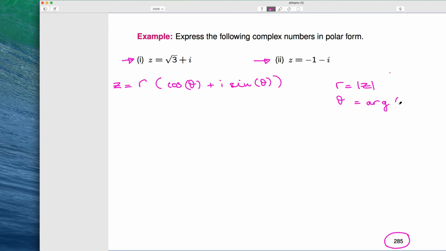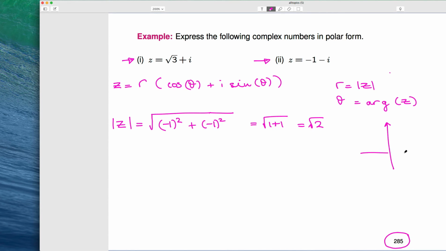So it's just the same as the two examples that we've just done, but now we're just going to put them all together and write the complex number in polar form. So the modulus of z is equal to the square root of x squared, so that's minus 1 squared, plus y squared, so again that's minus 1 squared in this example, and so that's just the square root of 1 plus 1, so that's root 2.